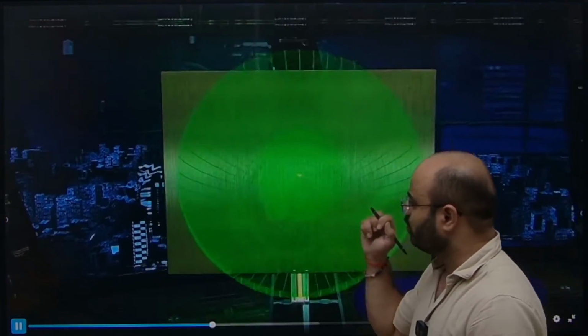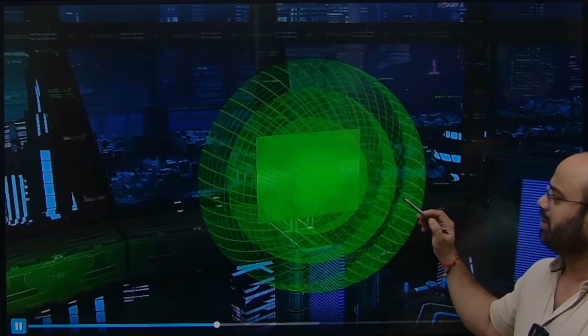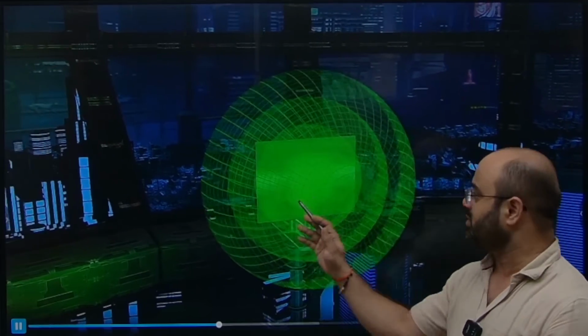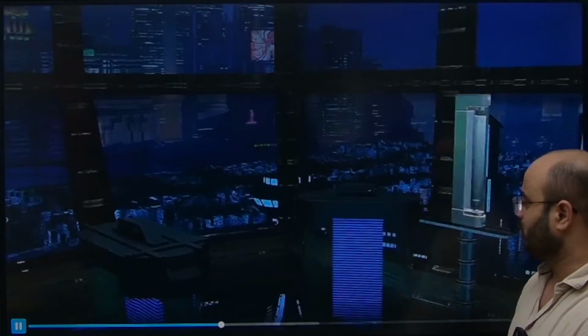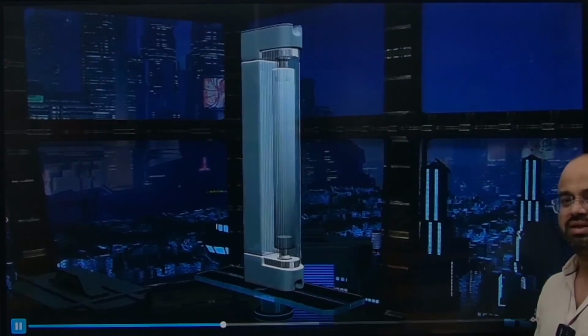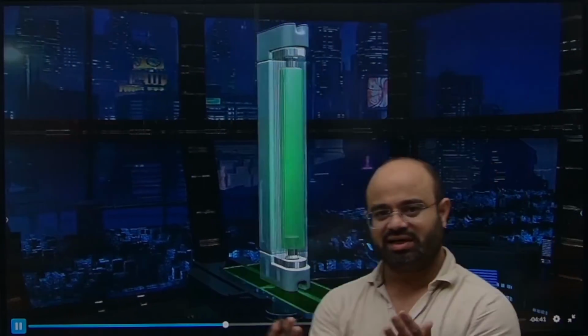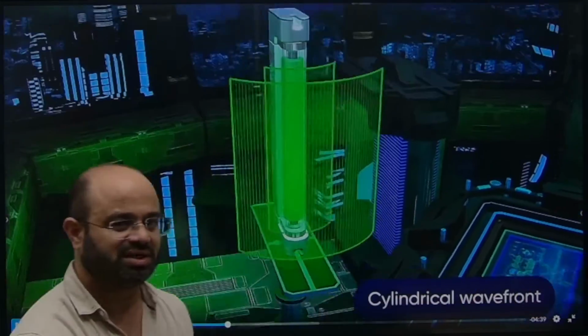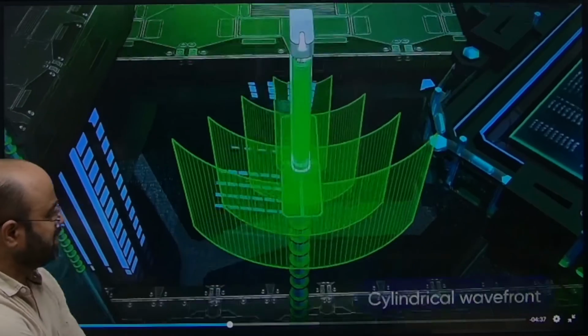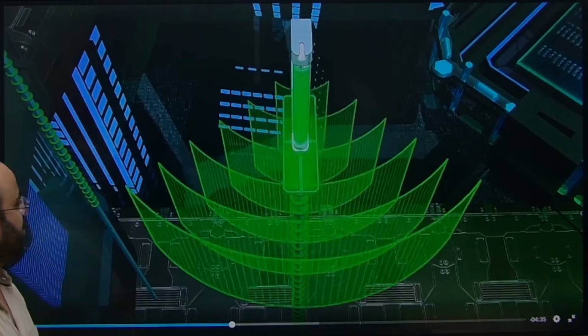A laser source. This is a small point source, and light passing through this point source comes out in the form of a spherical wavefront in a three-dimensional structure. If it is a line source, then the line source produces a cylindrical wavefront, which spreads in three dimensions, beautifully, unlike the spherical wavefront.